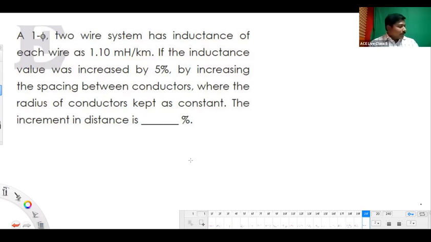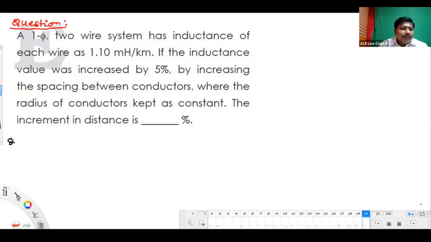So kindly follow this problem. A single phase two wire system has inductance value of each wire 1.1 millihenry per kilometer. If the inductance value was increased by 5% by increasing the spacing between the conductors, whereas the radius of the conductors is kept constant, the increment in the distance is dash percentage. Very simple thing. Just go through it.